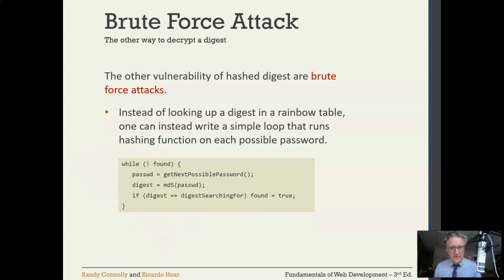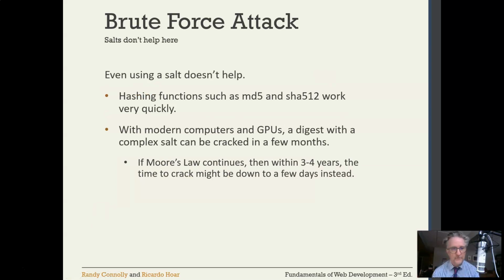This is to protect, once again, against a leaked set of passwords, right? A leaked password table where we've got a whole swath of digests and we're trying to protect those digests against the person who's managed to get access to our database. So the problem with a brute force attack is that potentially using a salt doesn't help. Why not? Well, the problem is that some hashing functions, for instance MD5, have as their main virtue that they're fast. And that speed is an actual vulnerability. So with modern computers, modern GPUs, parallel processing, and so on, a digest, even with a complex salt, could potentially be cracked in a few months.